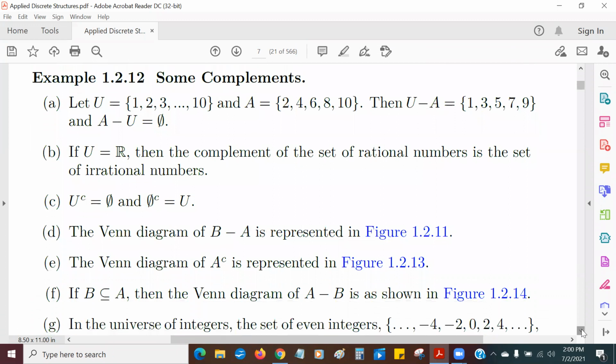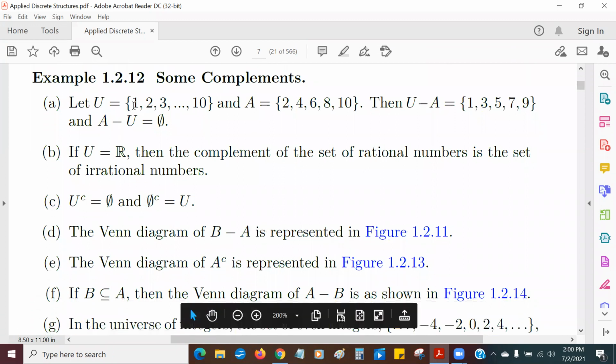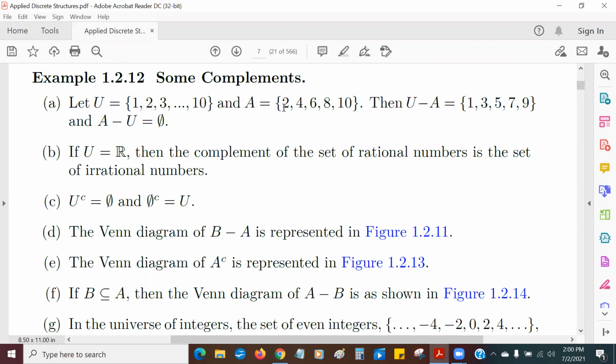And so if my universe is 1, 2, 3, ... 10, and A is 2, 4, 6, 8, 10, then U minus A is 1, 3, 5, 7, 9. In other words, all the odd numbers. A minus U is going to be the empty set.